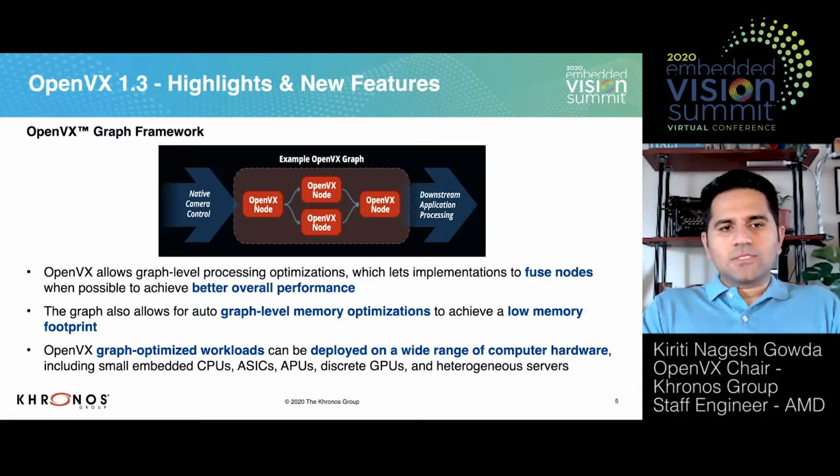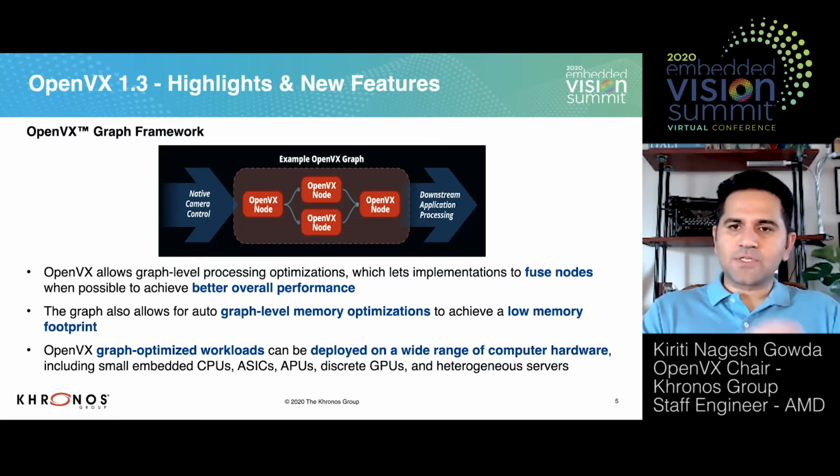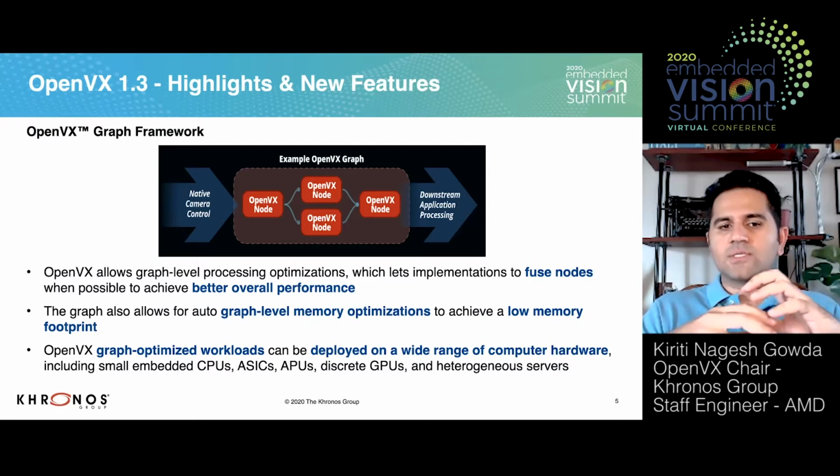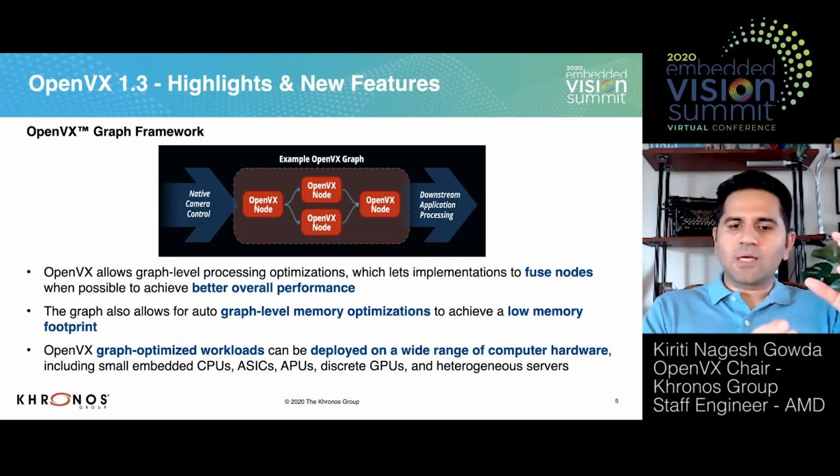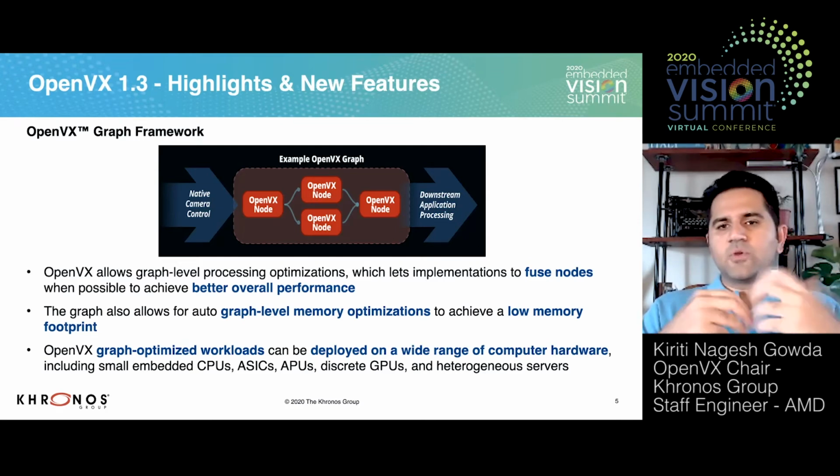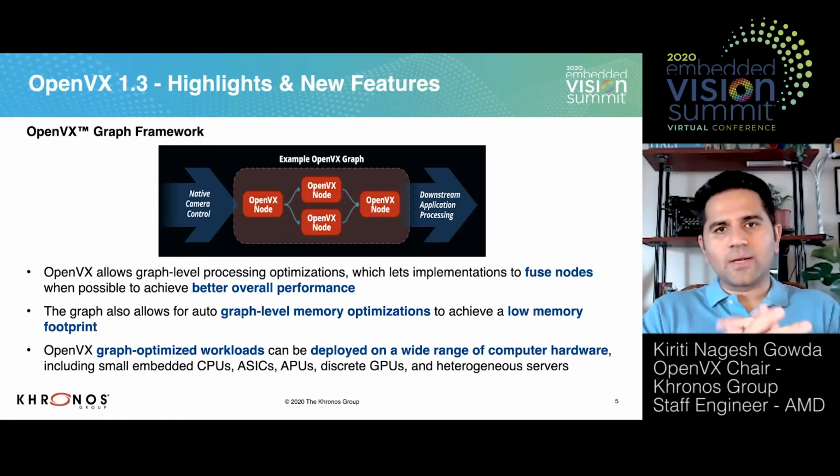OpenVX also has a framework structure: it has a graph framework. What it does is give the graph optimizer a chance to look into your graph. When you write an application, you write it in the form of a graph. The optimizer can look through your graph pipeline and choose to fuse a few nodes for better performance. It can say, okay, I'm going to use a couple of memory blocks and reuse them, giving you a lower footprint, and you can deploy this graph across multiple hardware. So this is a key feature in OpenVX.